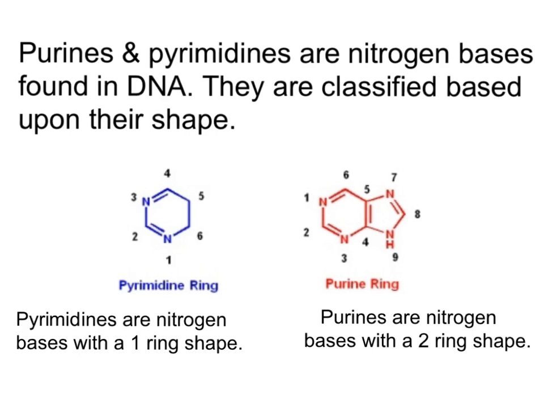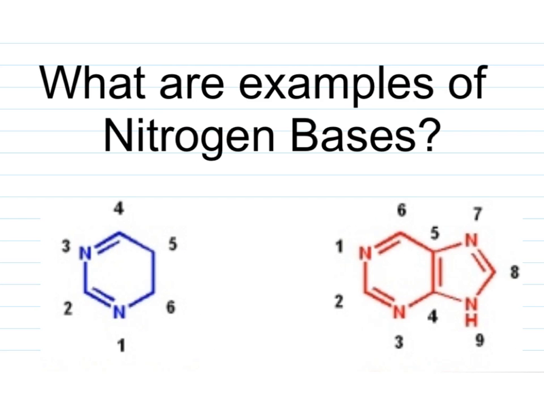Pyrimidines are nitrogen bases with a 1-ring shape, kind of like a pie. Purines are nitrogen bases with a 2-ring shape. So what are some examples of nitrogen bases? Adenine and guanine have a 2-ring shape and thus are classified as purines. Cytosine and thymine have a 1-ring shape and are thus classified as pyrimidines.